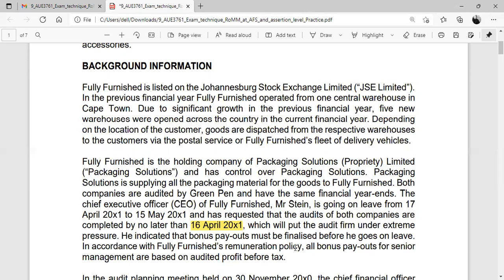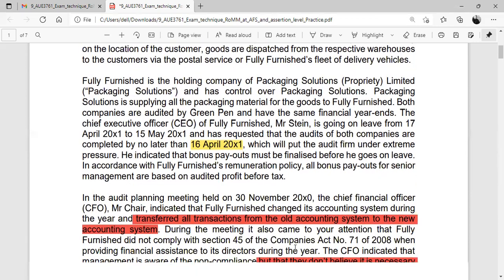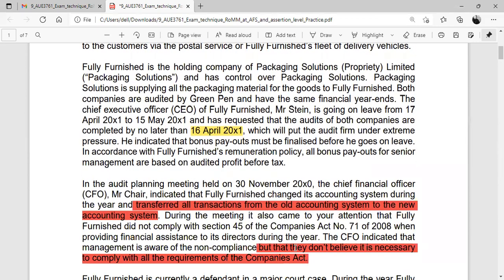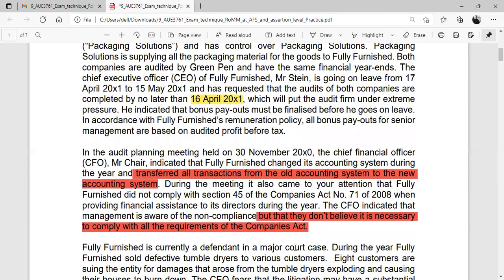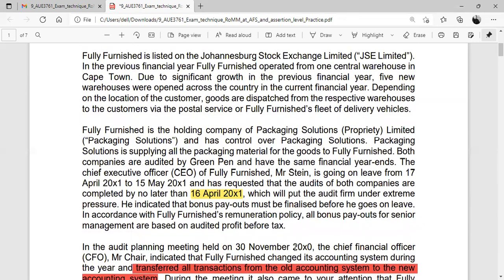Another risk that I see, when I said you must highlight the deadline, is the pressure indicated by the CFO to say he needs a bonus before he goes on leave. So that's another risk because he's putting pressure on the work of the internal auditors. It will not be according to standard. They will have to pressurize themselves to finish. Absolutely. Before he goes on leave.